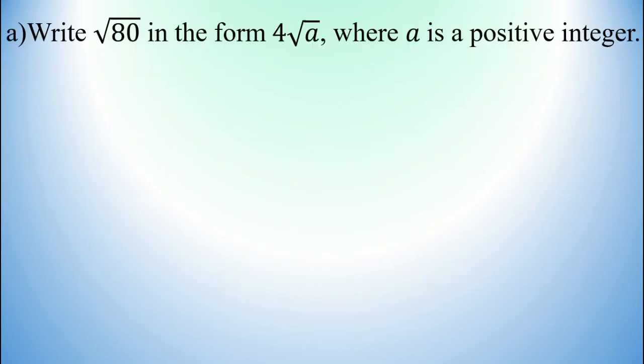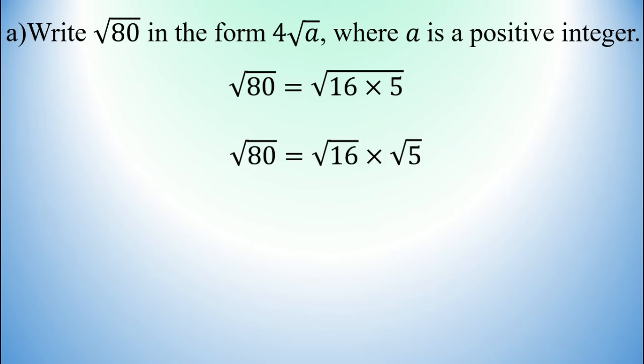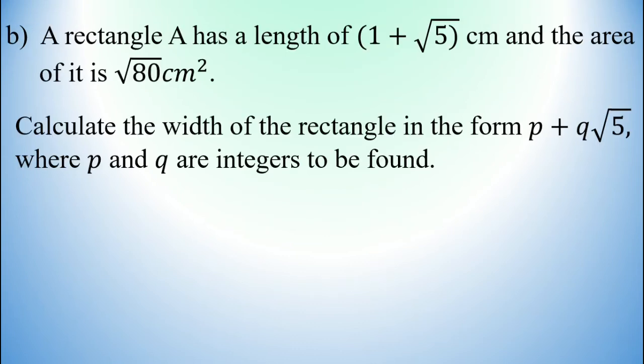Let's see the first part. Root 80 can be written as 16 into 5. Then root of 16 into 5 is root 16 into root 5. You know root 16 is equal to 4. Then 4 root 5. 4 root a is the given form, where a is equal to 5. Ultimately, we have come to the last part.